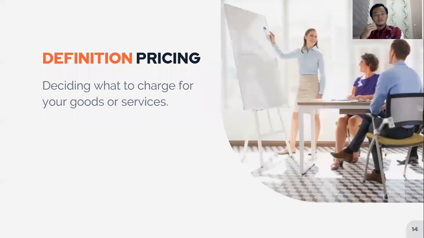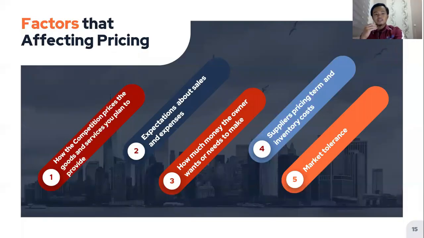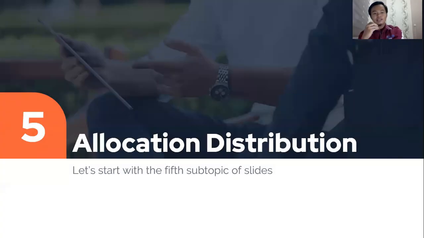About pricing. The definition of pricing is deciding what to charge for your goods or service. Factors that affect pricing: first, how the competition prices the goods and service you plan to provide. Second, expectations about sales and expenses. Third, how much money the owner wants to make. Fourth, suppliers' pricing, payment terms, and inventory cost. And lastly, market dynamics.